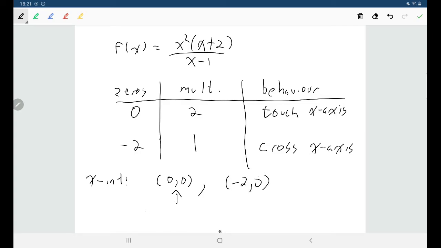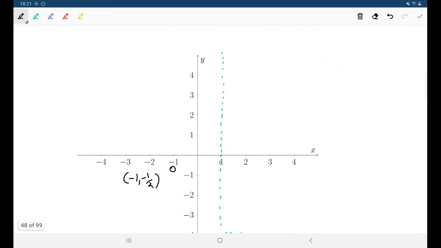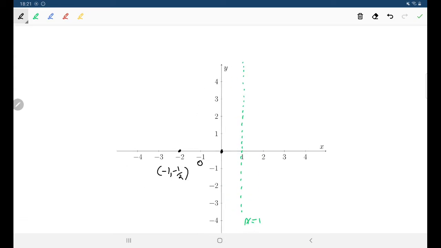Conveniently enough, this is also the y-intercept. So one of our x-intercepts is also the y-intercept, so I don't really need to go and find the y-intercept. I already know what it is. It's 0, 0. So let's plot those points. 0, 0, and -2, 0. And now we've got enough to be able to at least put together part of our graph.